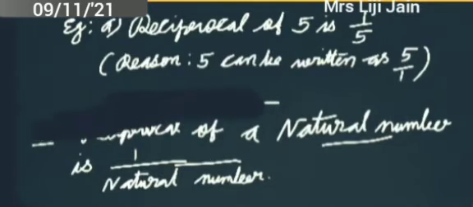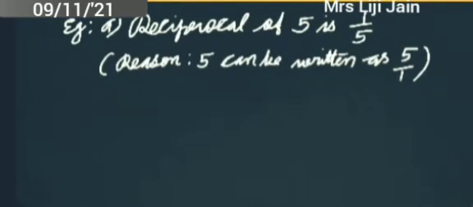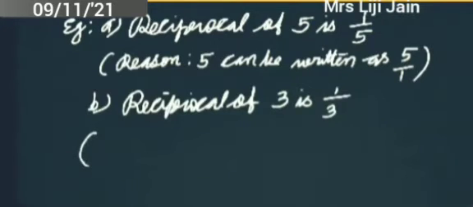Got it? So write one more example. The reciprocal of 3 is, who can say what the reciprocal of 3 is? Yes, it is 1 by 3, not 3 by 1, 1 by 3. What is the reason? Yes, 3 can be written as 3 by 1. So the reciprocal of 3 by 1 is 1 by 3, isn't it?